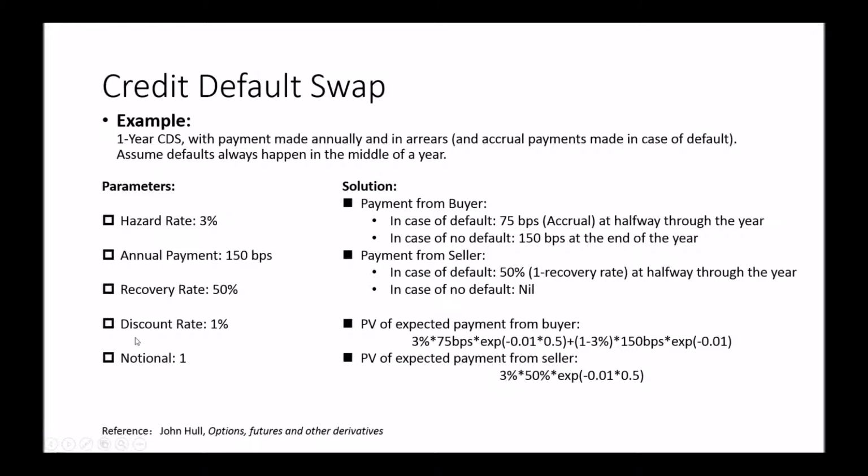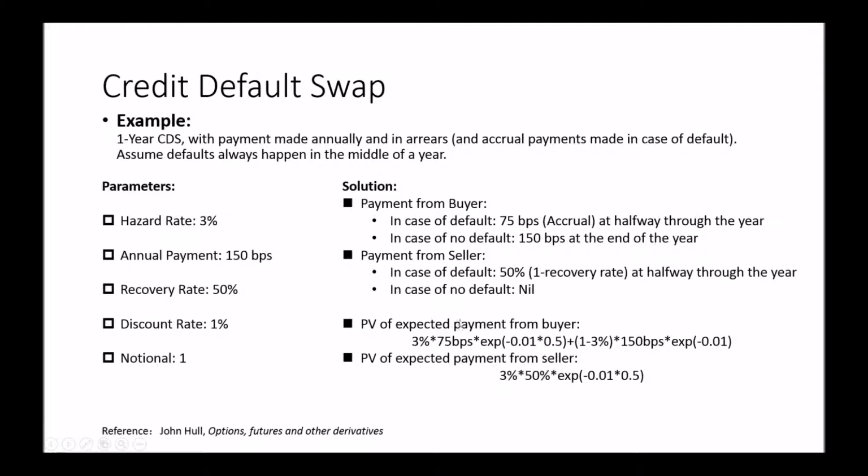And the discount rate will be 1%, and notional amount, for simplicity, we will use 1. So now let's look at the expected payment for both the buyers and the sellers. For buyers, if there is the default event, the buyer will pay half of the annual payment, because that is the accrual amount in the middle of the year. That is 75 basis points at halfway through the year. And in case of no default, the buyer will have to pay 150 basis points at the end of the year.